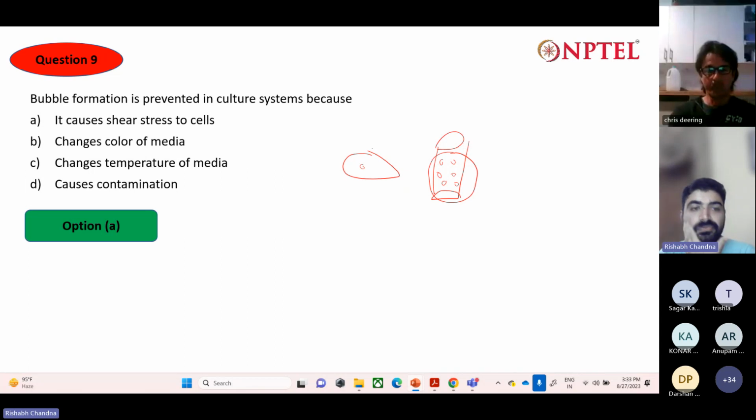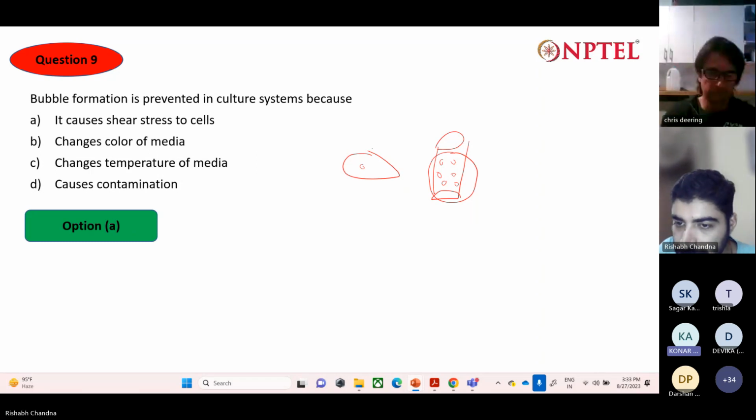So anybody has any doubt in this question? It can cause contamination because bubble formation will increase the moisture or something like that. Sorry, can you repeat? I said it can cause contamination because of bubble formation.